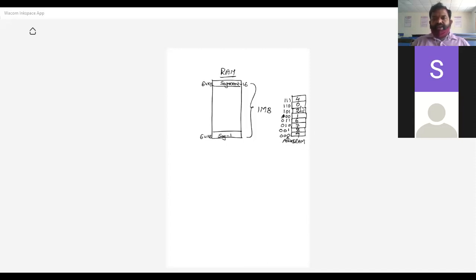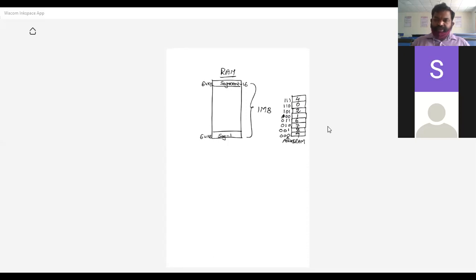For example, I want to access the 0 from the RAM, right? So what I should do is give the instruction to the processor like, Mr. Processor, please copy the data from 110. The address is 110. I just specify the address. Right, this is the process.